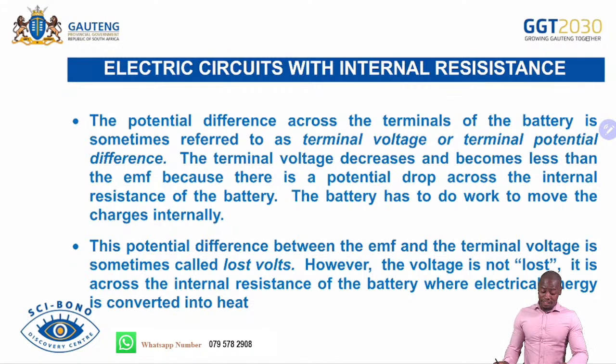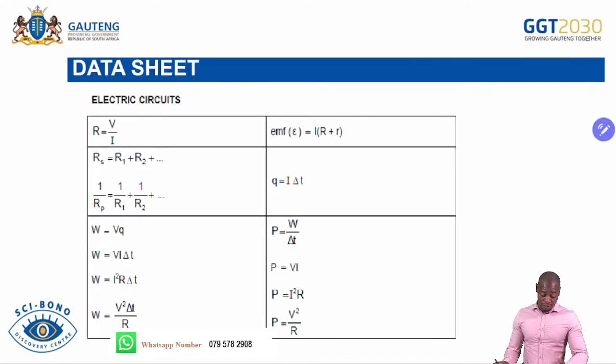The potential difference across the terminals of a battery is sometimes referred to as terminal voltage, or terminal potential difference. Remember, it is equal to the EMF if there is no internal resistance. But if there's internal resistance, you will see what will happen. All right, so let's focus on that one.